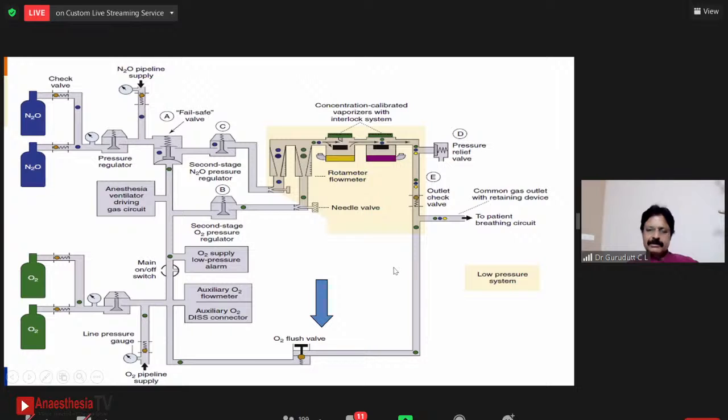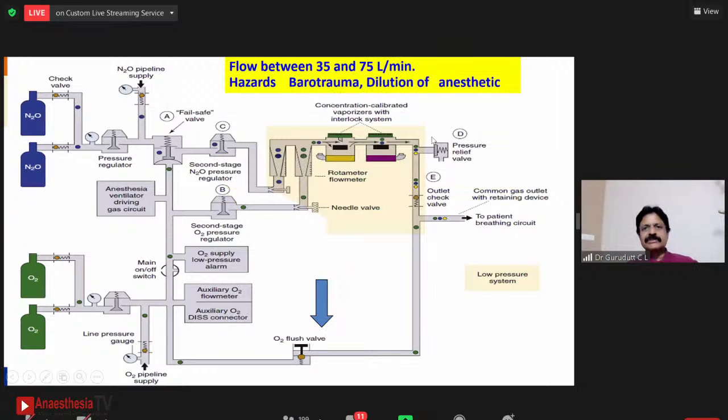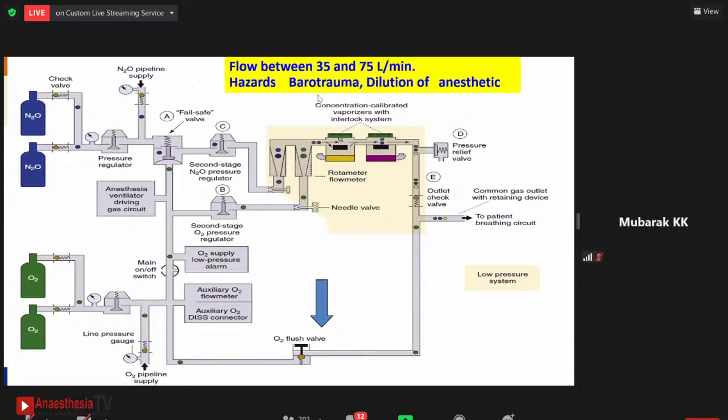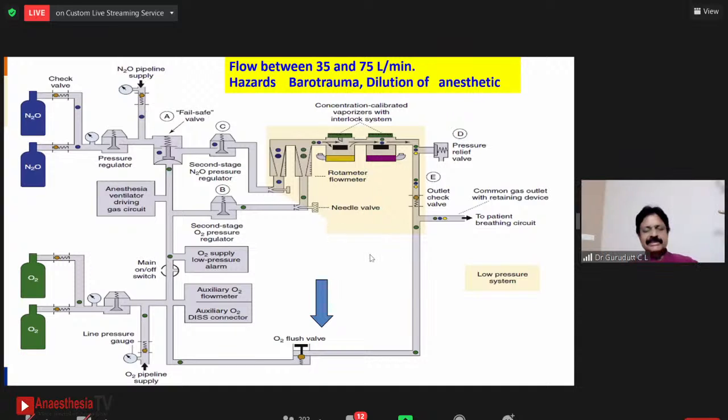But there are some problems also associated with the oxygen flush valve. One of the problems is, because it is bypassing the flow meters and also the vaporizers, it can dilute the anesthetic. So you have to be extremely careful, because by repeatedly activating it, you can produce lighter planes of anesthesia. And the other problem is because it is going at a pressure of 55 to 60 psi, it can produce barotrauma to the patient as well.